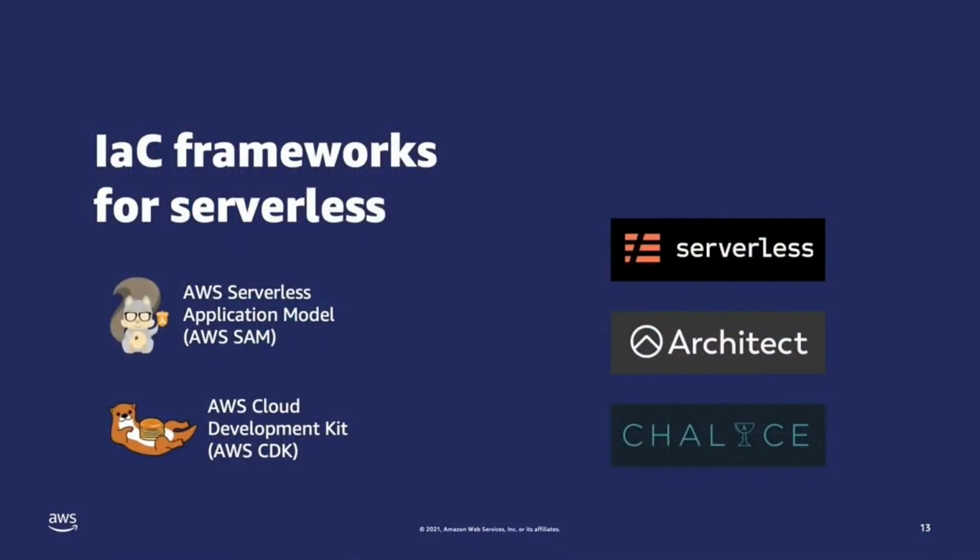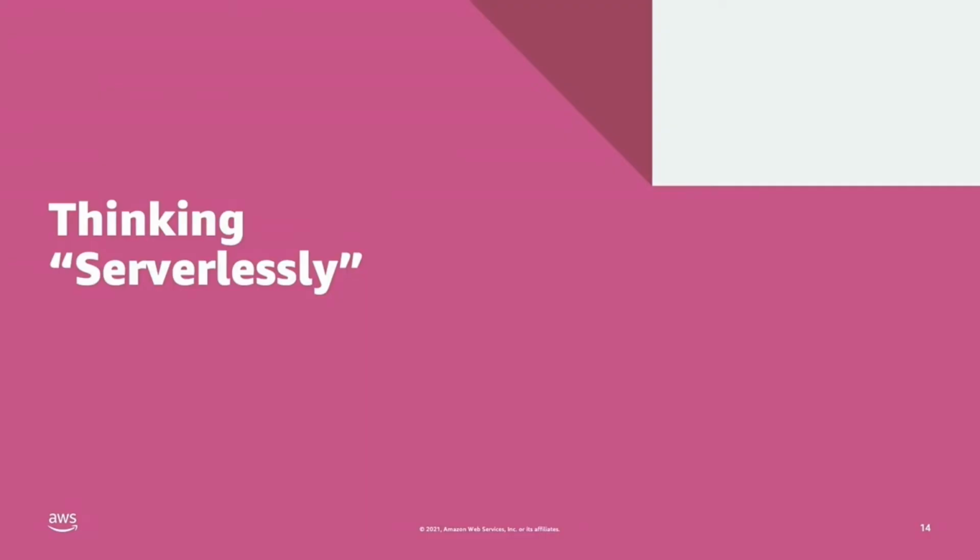Now, there's a number of different serverless IAC frameworks. Some are listed here. You've got things like the AWS Serverless Application Model, sometimes called AWS SAM. You have the Cloud Development Kit, and both of these are open source. You've also got some great frameworks like Serverless and Architect and Chalice. And really, any one of these are really good choices to get you on the way to building serverless applications and improving your serverless development workflow.